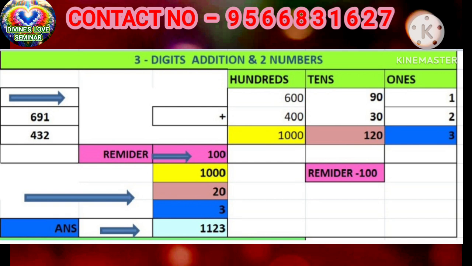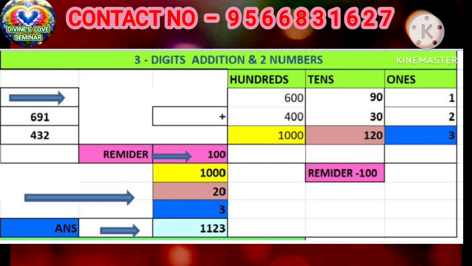Then go to tens place. 90 plus 30 is 120. So what you have to do? The 100 we gave and we calculated, so 1100 plus 20 is 1120. Keep 1120 in your mind. Then add the ones place number.